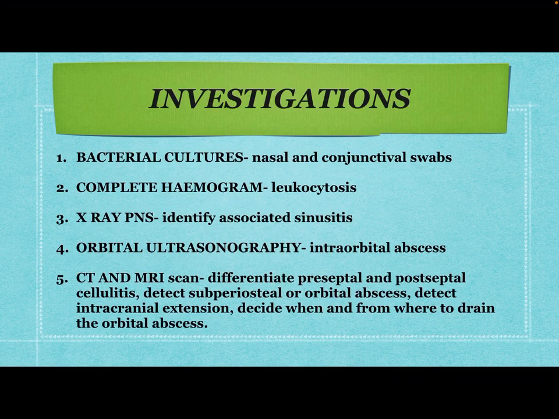Then, if you do orbital ultrasonography, you will see that the patient has an intraorbital abscess. Then, when you do a CT and MRI scan, you can differentiate between preseptal and postseptal cellulitis. It can also help us detect a subperiosteal or orbital abscess. It can also detect if there is any intracranial spread of the infection. Also, it will help us decide when and from where we have to drain the orbital abscess.